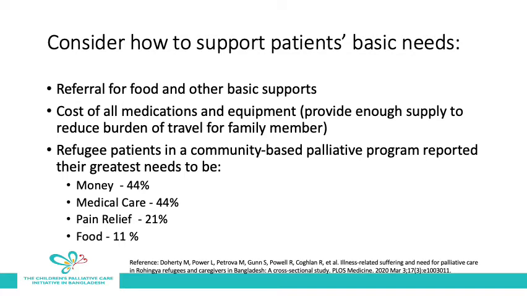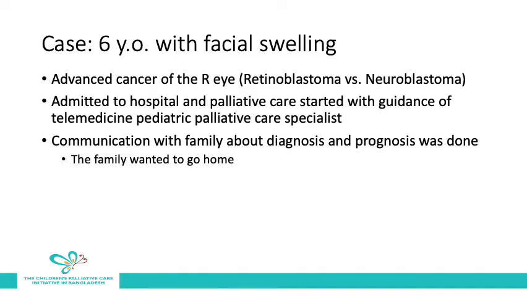Patients need to be supported for the cost of all the medications and equipment which is recommended, needed, or required for their palliative care. We also need to think about providing them with a long enough supply of medications to reduce the burden of travel for family members who may have to return to a hospital or clinic to collect the medication. And we know that refugee patients in community-based palliative care programs report their greatest needs to be money, medical care, pain relief, and food. So it's important that we address not only their medical and physical suffering needs, but also their needs for basic supports. Let's now discuss a case.